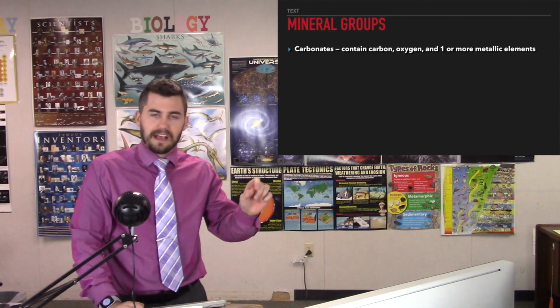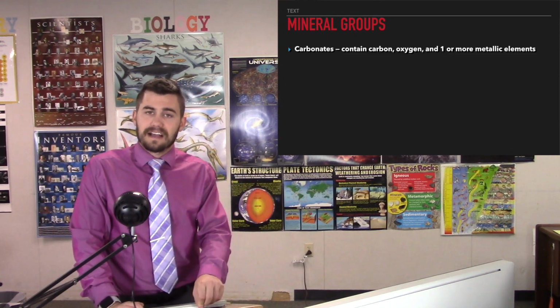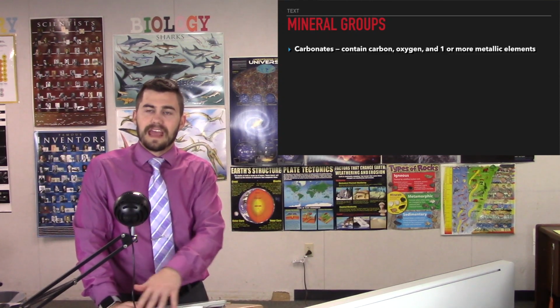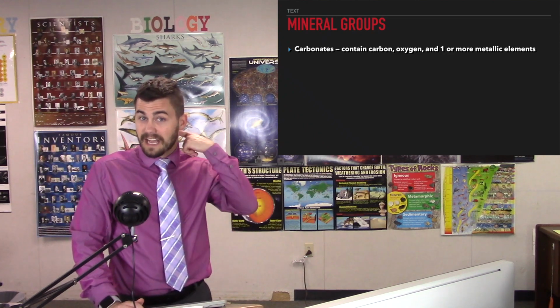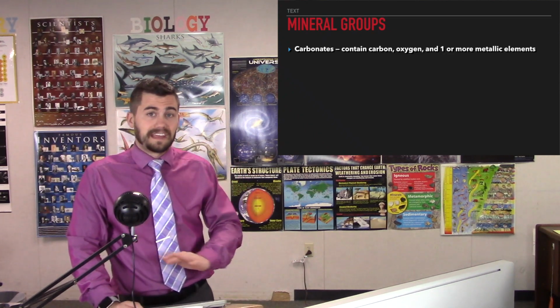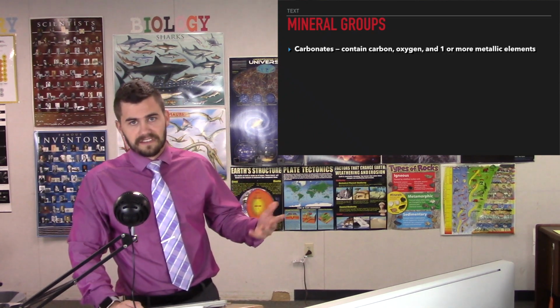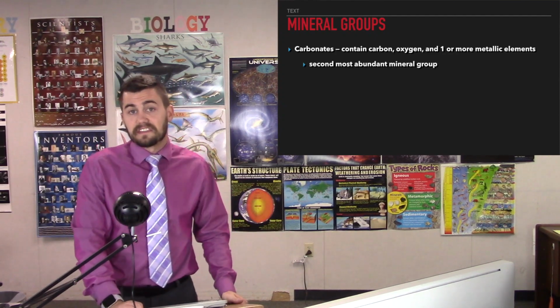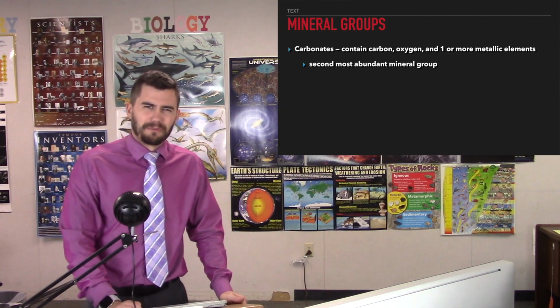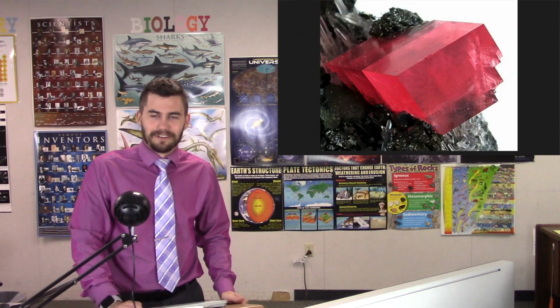So you will have the element carbon, C, oxygen, O, and then any other metallic elements. No nonmetals, and definitely no silicon, which is a nonmetal. And this is the second most abundant mineral group. Nothing else to add to that, really.